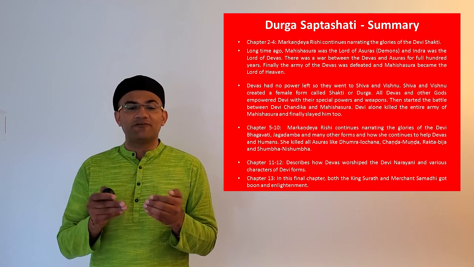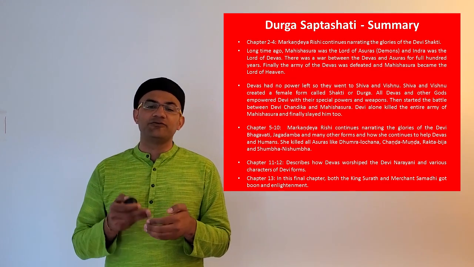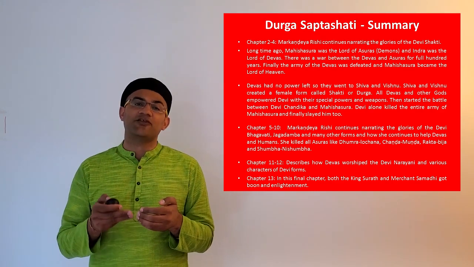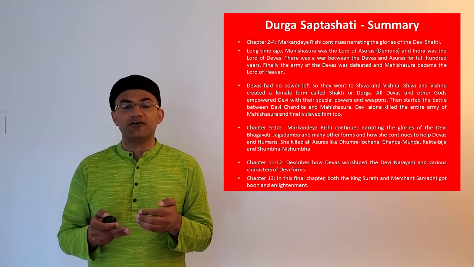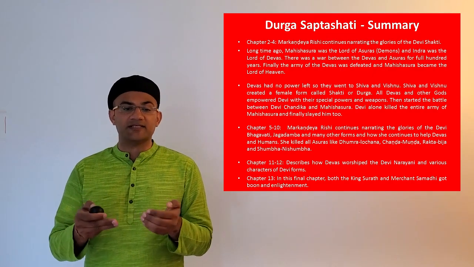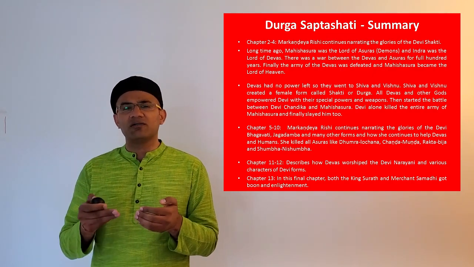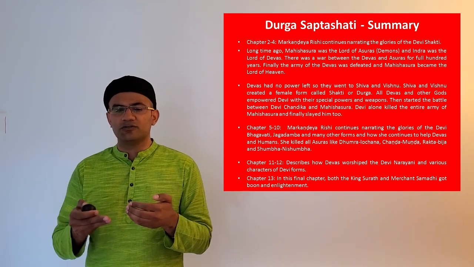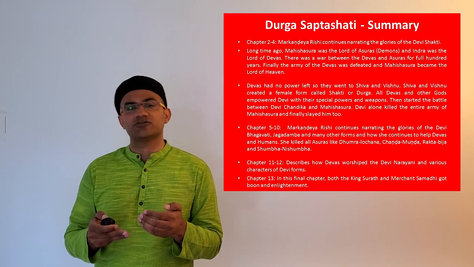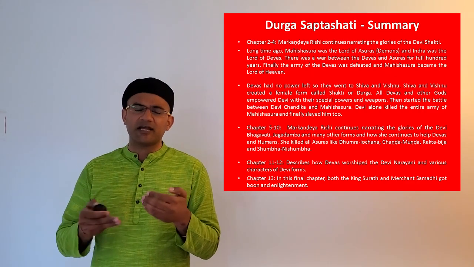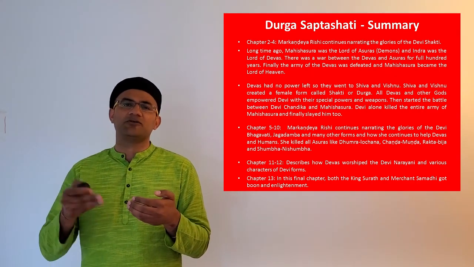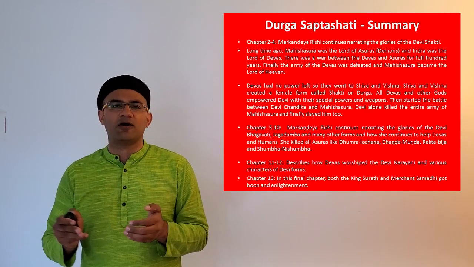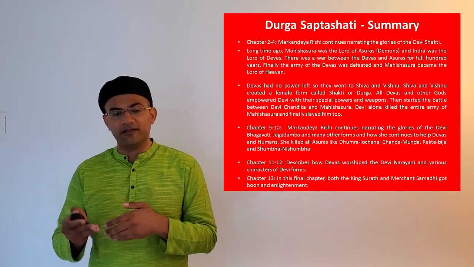So in chapters 5 to 10, Markandeya Rishi continues narrating the glories of Devi Bhagavati, Jagadamba, and many other forms of the Devi, and explains this in detail. In between, many demons come into the picture, like Dhumralochana, Chandamunda, Raktabija, Shumbha and Nishumbha, all these different types of demons with different powers, and Devi takes different forms and kills all of them in the battlefield, finally winning the battle.